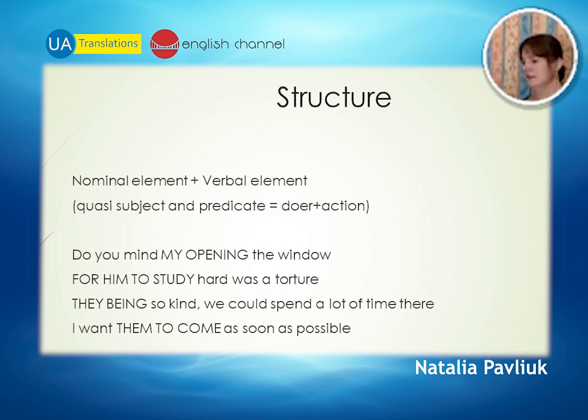For him to study hard was a torture. For him to study: "for him" is the nominative part, "to study" is the verbal part. They being so kind, we could spend a lot of time there. They being so kind: "they" is the nominative part, "being so kind" is the verbal part. I want them to come as soon as possible, "them to come." So you can see that the structure is similar. Their functions in the sentence are different.